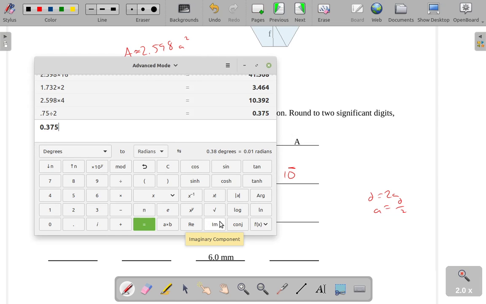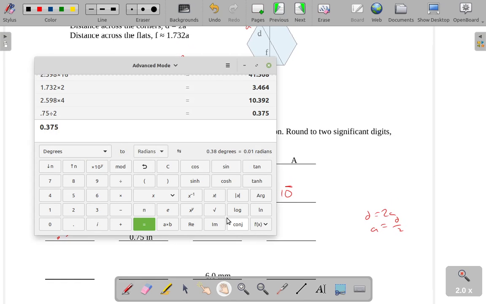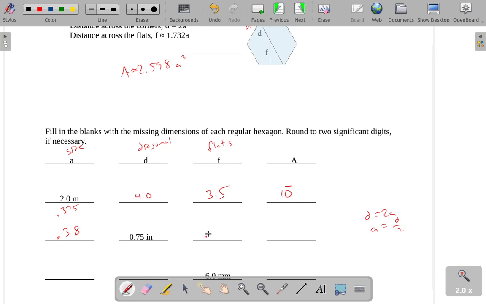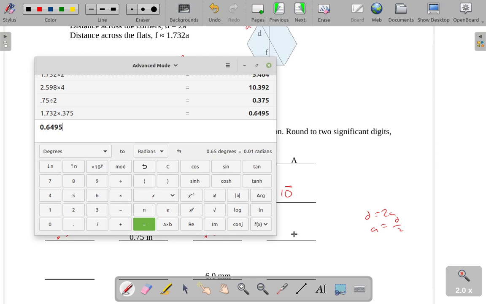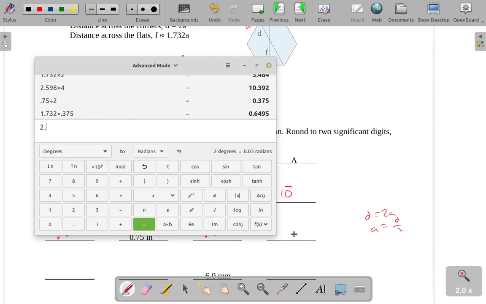So let's see, for the distance across the flats, let's see what number I need to use there. 1.732 times 0.375, which gives me, rounding to 2 significant digits, I'll call that 0.65. And the area here is going to be 2.598 times A squared, and A, well, at least the value I'm going to use is 0.375 times 0.375. I guess I could actually type in squared on this calculator. It's just oftentimes easier to multiply the thing.